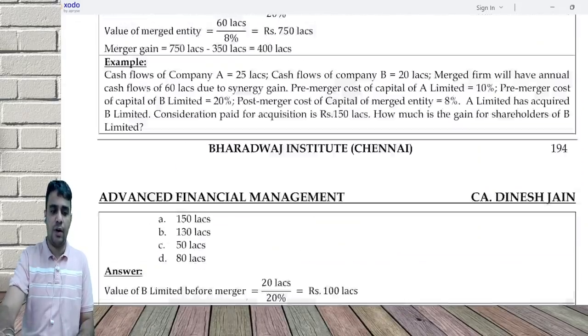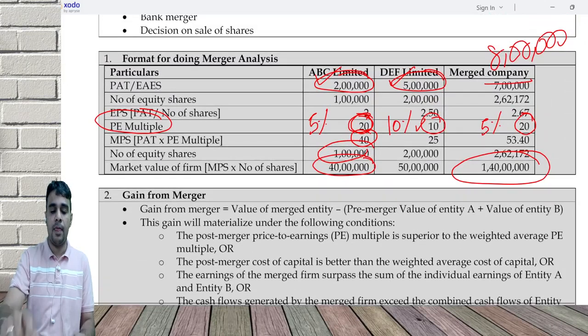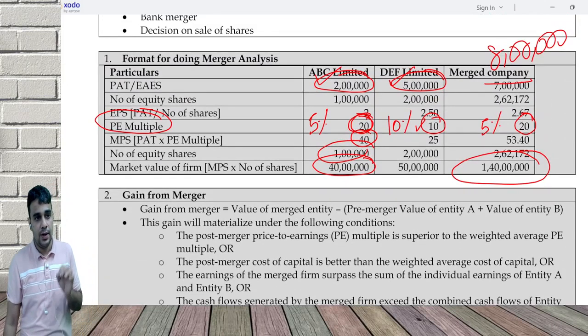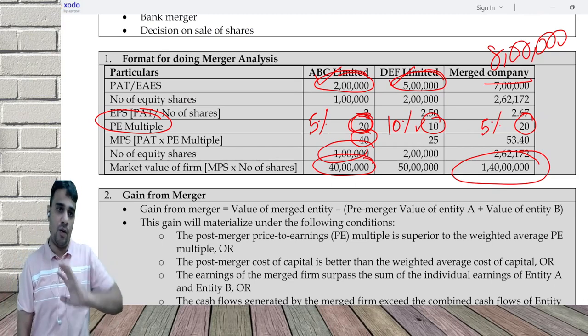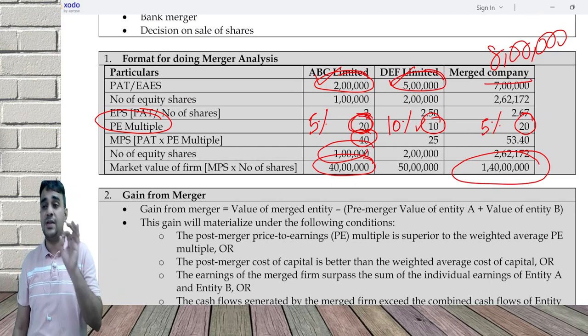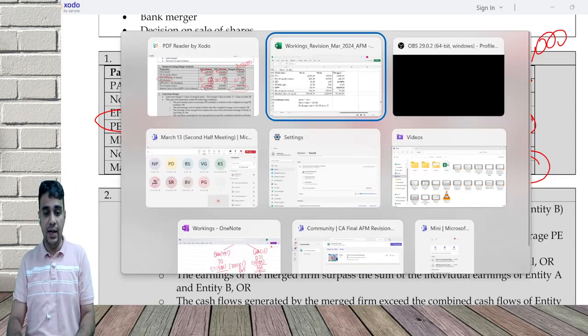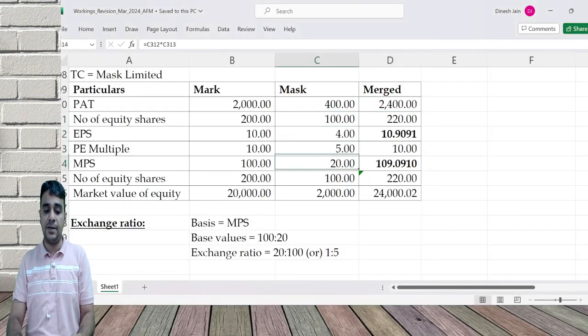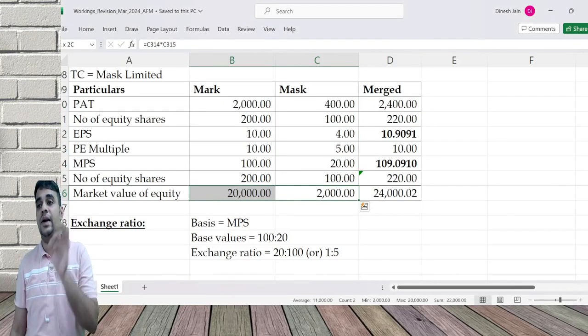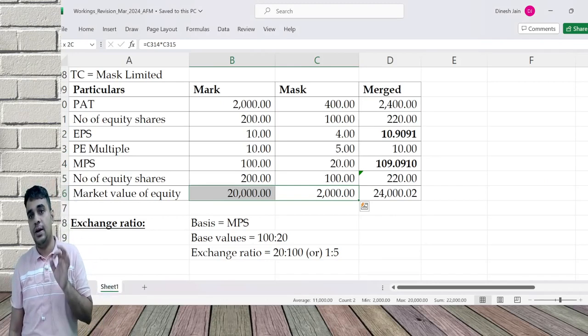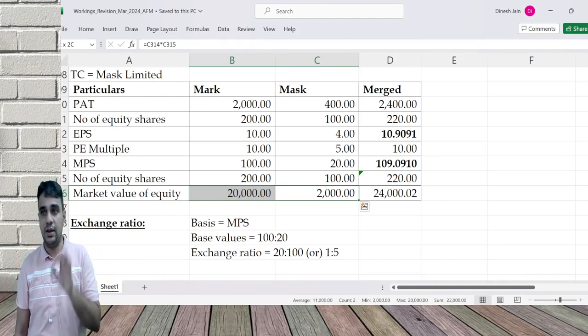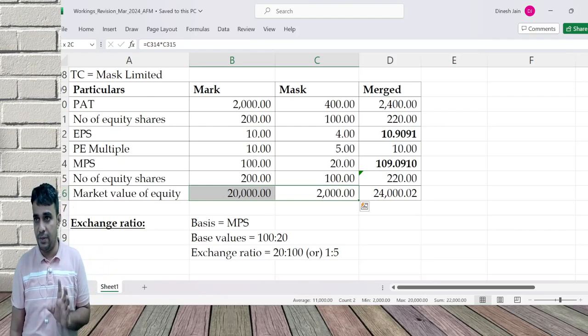A few important concepts: one is called gain from merger, second is called cost of merger, and next is called NPV of merger. All are interrelated items. What is gain from merger? If Mark plus Mask put together is more than 22,000, there is a gain from merger.